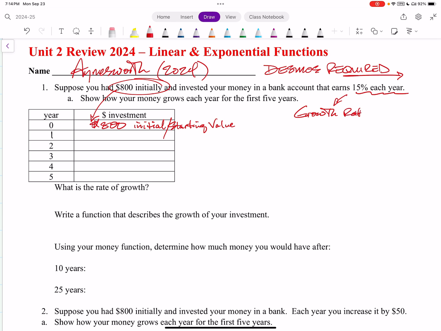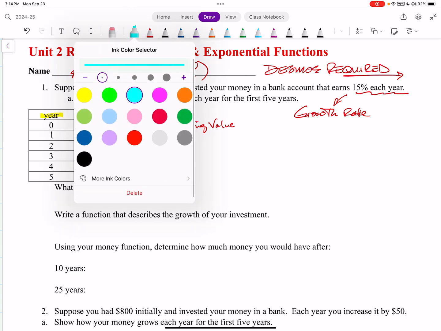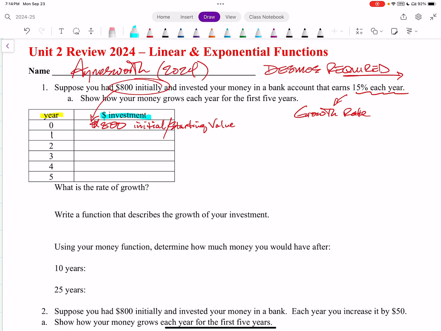So we need to talk about that. It says here, show how your money grows each year for the first 5 years. So notice that we have years here, and over here, we have the investment, so how much you earn over time. And what we need to do is figure out the growth rate.